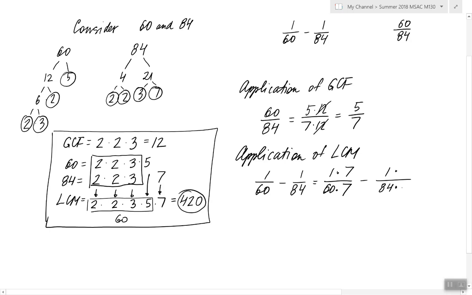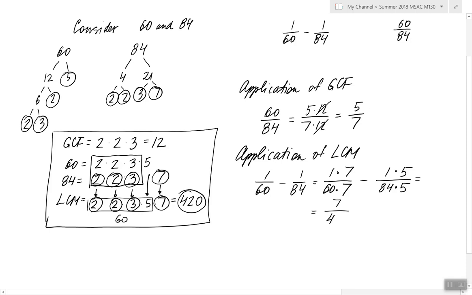Now, what number do we have to multiply 84 by to make it 420? Well, 84 is 2 times 2 times 3 times 7. So if you just look at LCM and try to find 84 in there, it's easy to see now that the only thing missing is 5. So we have to multiply 84 by 5. And to match the numerator, we multiply that by 5 as well.